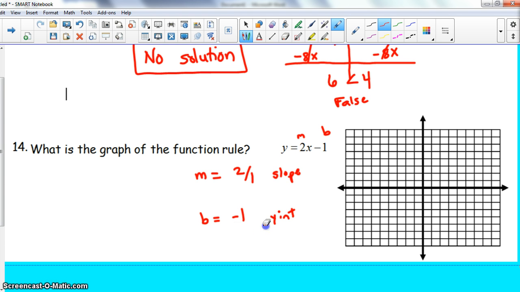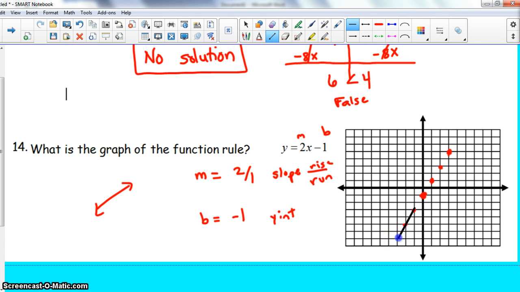And we always plot our y-intercept on the y-axis before we use our slope. So we'll go down 1 and put a point, and from there we rise 2 and run 1. This is a positive slope, so it should go in a positive direction. So from my y-intercept, I go up 2, right 1, up 2, right 1. And then I can continue the pattern by going in the other direction. And so the graph of this function rule is just a line. Make sure that you put arrows at the end. And that's number 14.